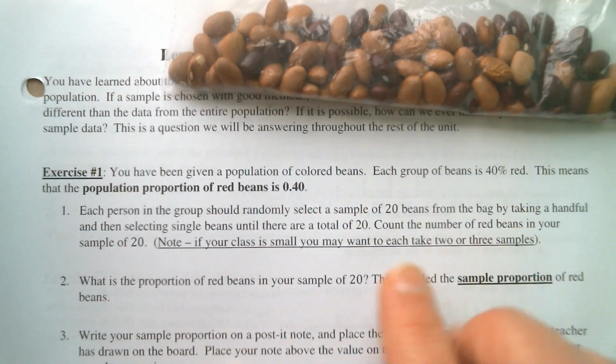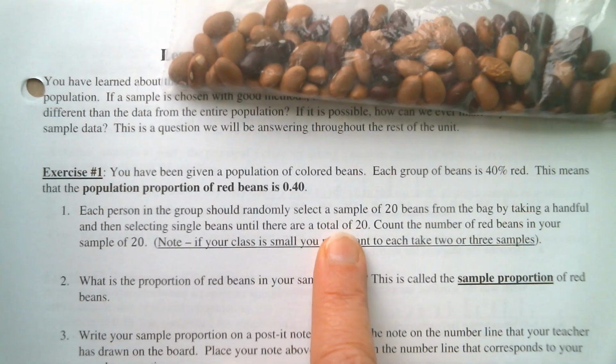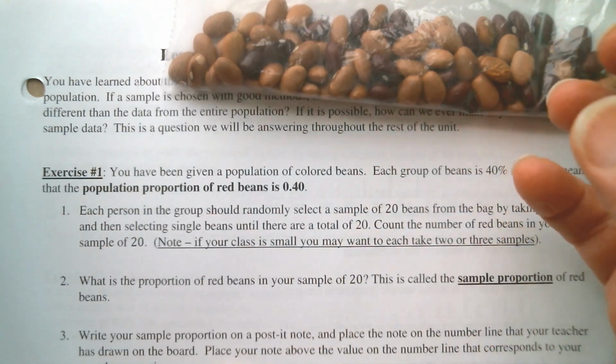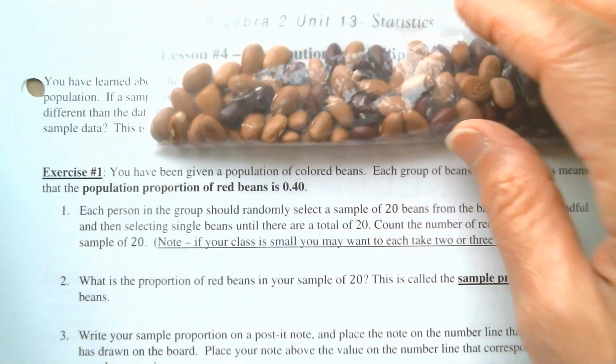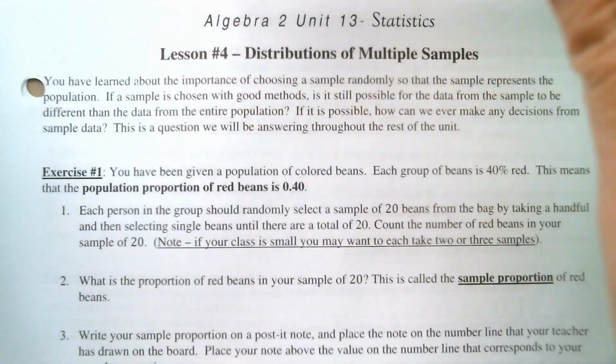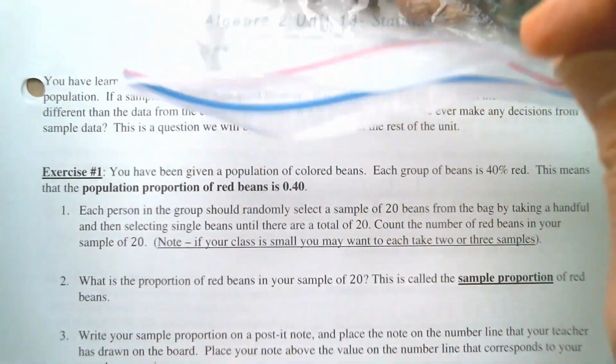So I'm following the instructions here. I'm going to select a sample of 20 beans out of this bag by taking a handful and then selecting single beans until there are a total of 20. Count the number of red beans in your sample of 20, and I'll write the proportion of red beans in the sample. So this is my population of 100, but I'm taking a sample. I don't want to count all of them, just going to take a sample of 20.